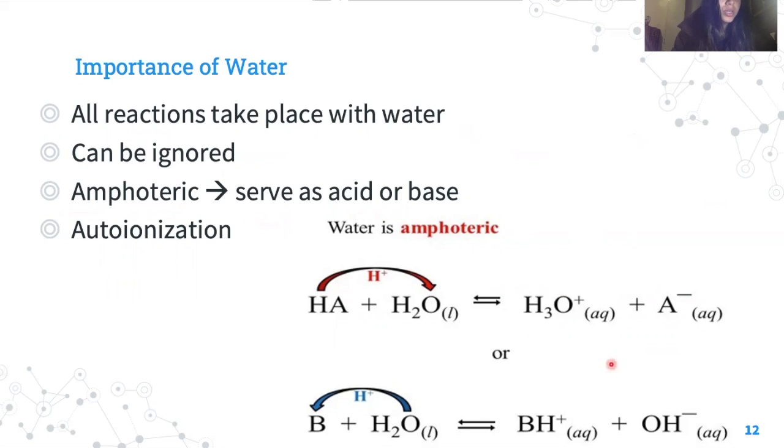Looking at this example here, we can see that water accepts a hydrogen ion, having hydronium as a conjugate acid and thus acting as a base in this example. Over here, we can see water donating a hydrogen, having hydroxide as its conjugate base, and therefore, in this example, water was acting as an acid. Also, water has autoionization properties, which basically means that it can self-ionize.